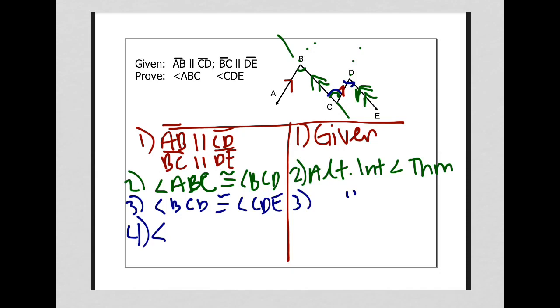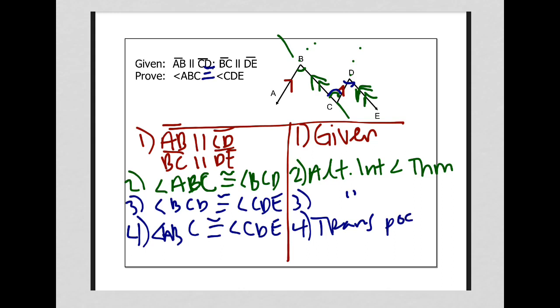And then step 4, because I told you guys it was only 4 steps, should always be what we're trying to prove, and that's that angle ABC is congruent to angle CDE. I also realize on this slide I don't have the congruent symbol in here, but it should have it in your packet. We can prove number 4 by the transitive property of congruence, because we have 2 angles that are congruent to the same angle, so therefore we can use transitivity. We could also use substitution as long as they're both property of congruence.